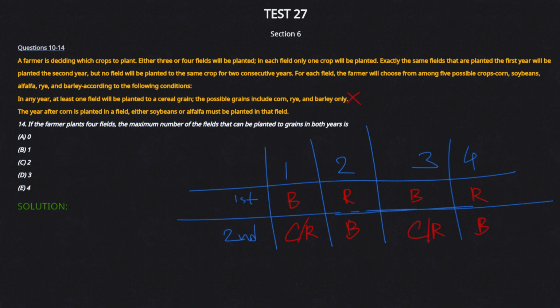So by this logic, we can have barley, rye, then we can have a rye, a rye, and a barley. It's completely fine. We can have all four. The maximum number of fields that can be planted to grains in both years is four. You can plant all four of those fields with cereal grains as long as you're not planting corn in the first year.